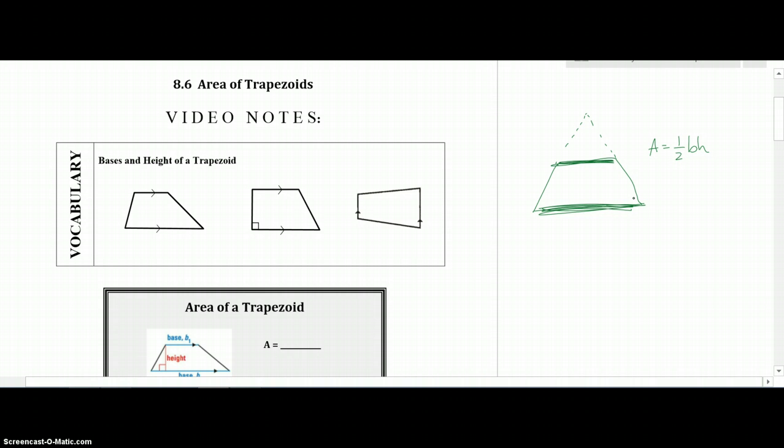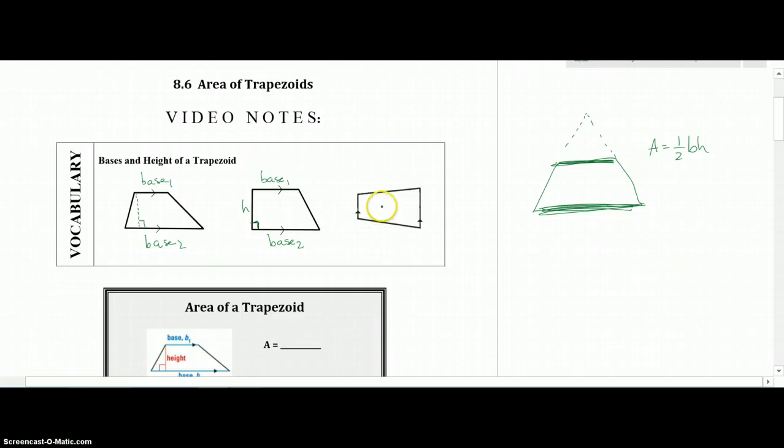So first let's talk about the bases. We have a base and we have a base. And again, it does not matter which one you call 1 and which one you call 2. The height will always make a right angle with the bases. In the second diagram, base 1, base 2. This is your height. It actually is one of the sides of the trapezoid because it does indeed make a right angle with the bases.